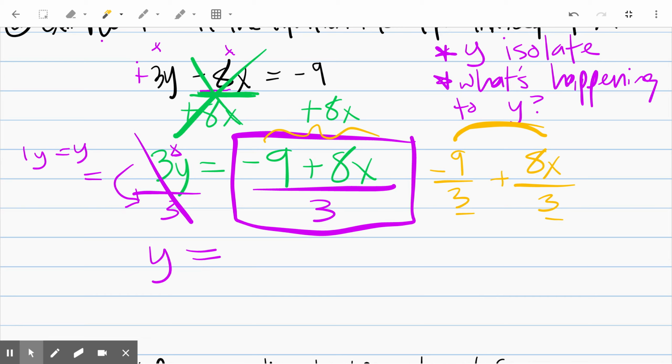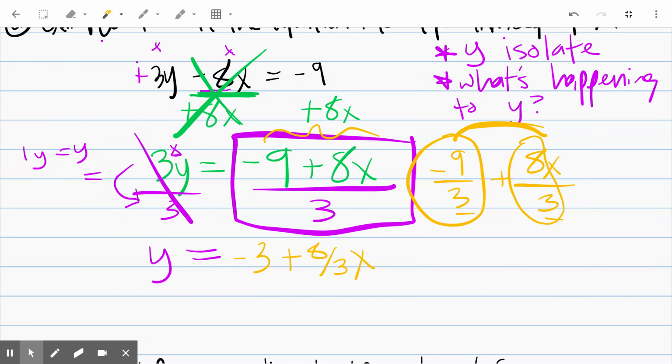Okay, so in this case, now I'm going to simplify where I can. So we have negative 9 over 3, so negative 9 divided by 3. This works out nicely for us, and we are left with negative 3 there. So we have negative 3 plus, here 8 divided by 3 gives us a funky decimal, so I'm just going to leave it as 8 over 3 x.